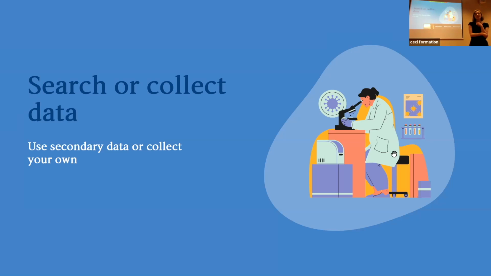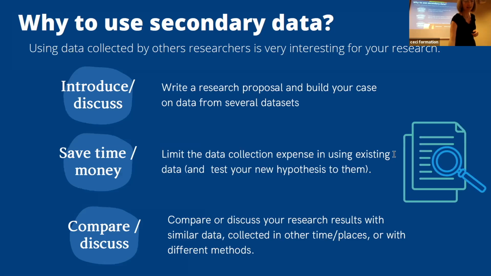So the first step is to search for existing data or collecting data. Yes, not everyone is collecting data all the time. There is, in fact, a lot of researchers that are using data collected by others. And when they use data collected by others, they have to cite them. And so the principal author of the data set receives credit for the data management work they have done. So it's also a good way to increase the impact of your work during your research career.